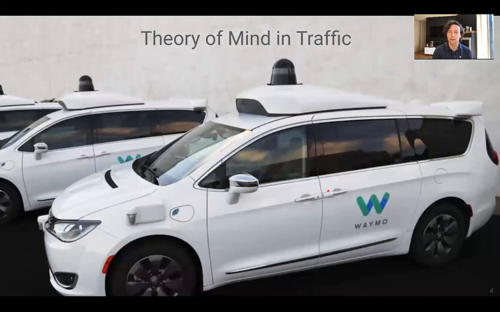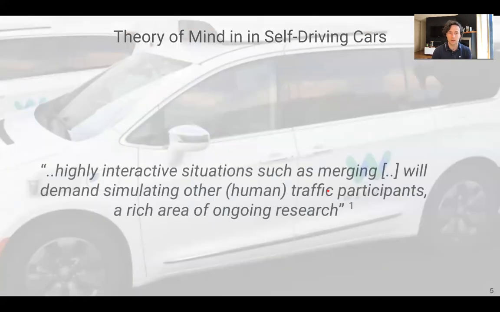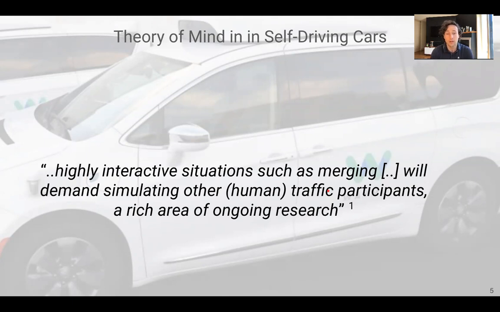And clearly, I've shown this bicycle example. This is hugely relevant in traffic. If you want to build an autonomous car, you have to be able to model other participants. As recently Waymo has noticed, in these highly interactive settings, such as merging, you could extend this with, say, intersections or other social settings, you have to simulate other human traffic participants, which they say is a rich area of ongoing research. Now, let's be clear.